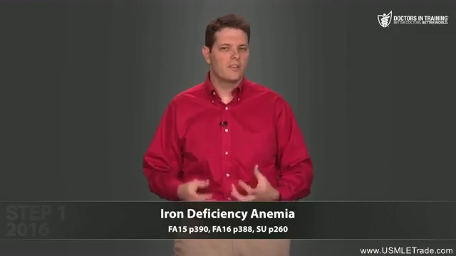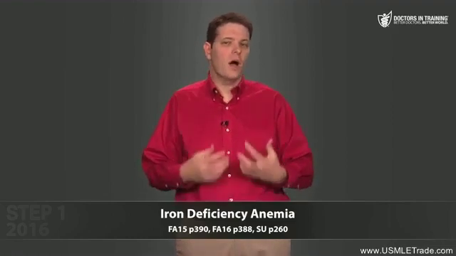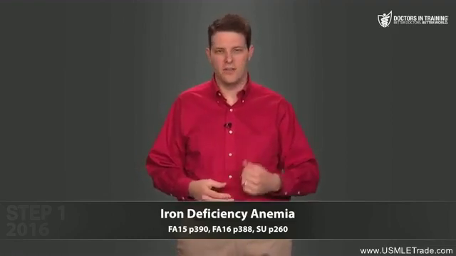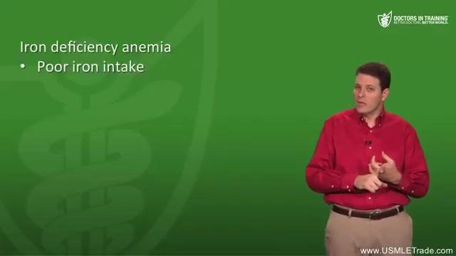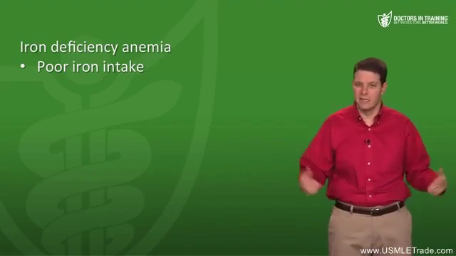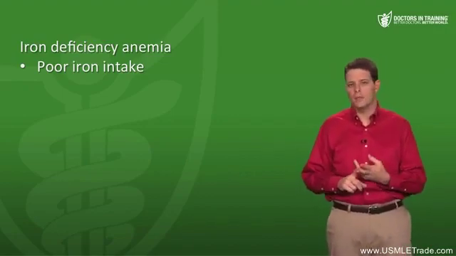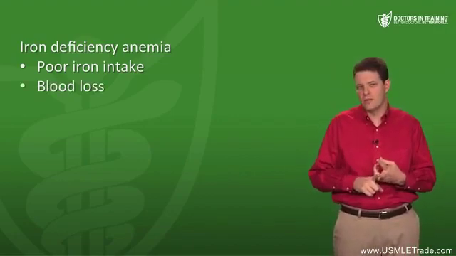So let's start with microcytic anemias. By far the most common cause of microcytic anemia is iron deficiency anemia, maybe from poor iron intake, or more commonly in the U.S., which is the land of iron supplements and red meat and iron-fortified breakfast cereals, more commonly we're going to see blood loss causing iron deficiency anemia.